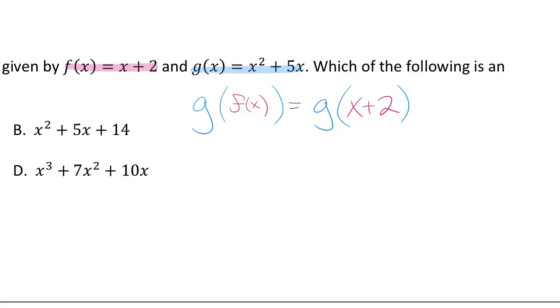So it would look something like this. We'd have x squared, but that x is actually x plus 2. Plus 5 times x, but that x is actually x plus 2. I'm taking the blue function, and wherever the x was, I'm substituting in x plus 2.